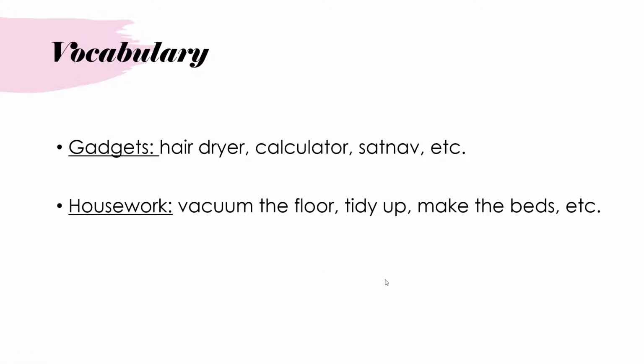Okay, let's talk about the vocabulary of the unit. In this unit, we talked about gadgets and housework. Can you tell me some of the words related to the gadgets about this unit? Apart from hair dryer, calculator, and sat nav, can you mention another word? Okay, very good. So the gadgets are things that you use to make your life easier. These are technological objects, okay?